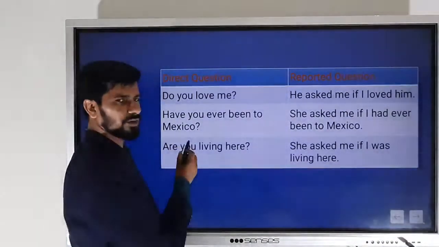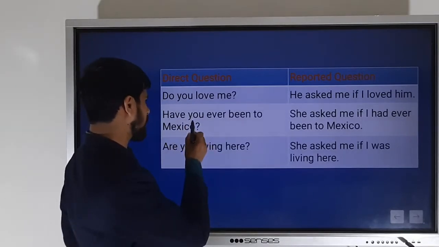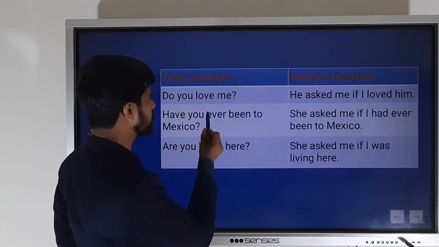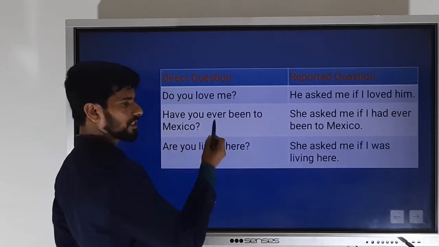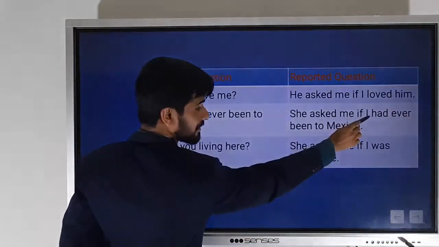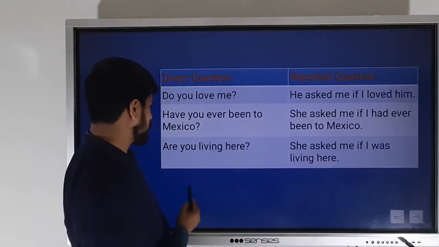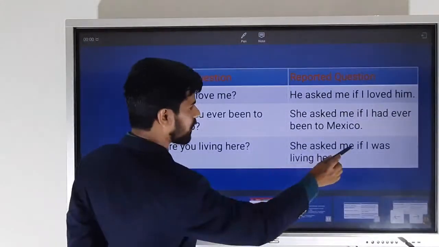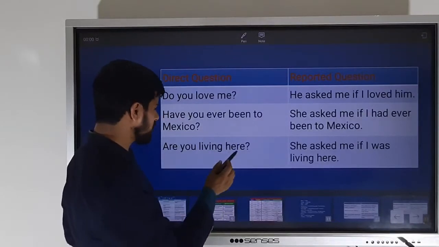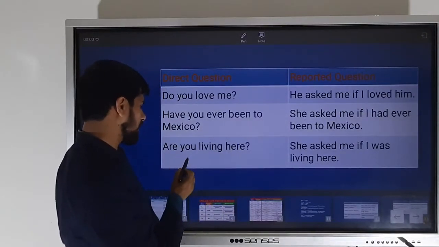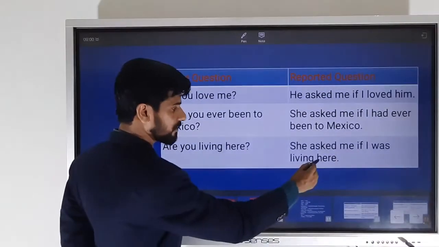Have you ever been to Mexico? She asked me if I had ever been to Mexico. If I, have becomes had. So before the verb, you have to use the subject. As I said before, she asked me if I is the subject, then the verb: if I had ever been to Mexico. Are you living here? She asked me if I was living there. It is not here, it is there.